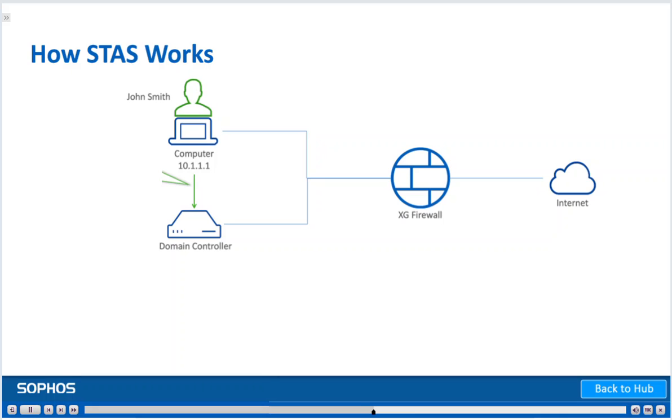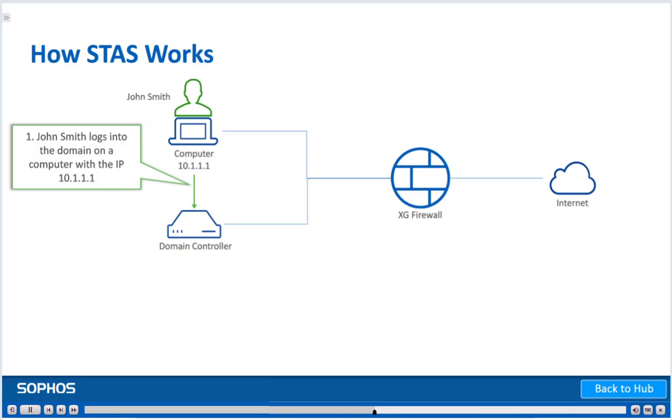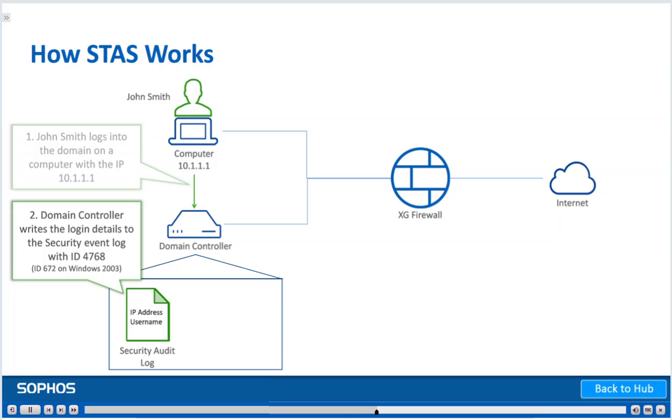Let's have a look at how STAS works. The user John Smith logs into the domain on his computer that has the IP address 10.1.1.1. The domain controller writes the login details to the security event log with ID 4768. This includes the IP address of the computer and the name of the user that logged in. Note that in Windows 2003, the event ID is 672. The live users can be found in Monitor and Analyze, Current Activities, Live Users.